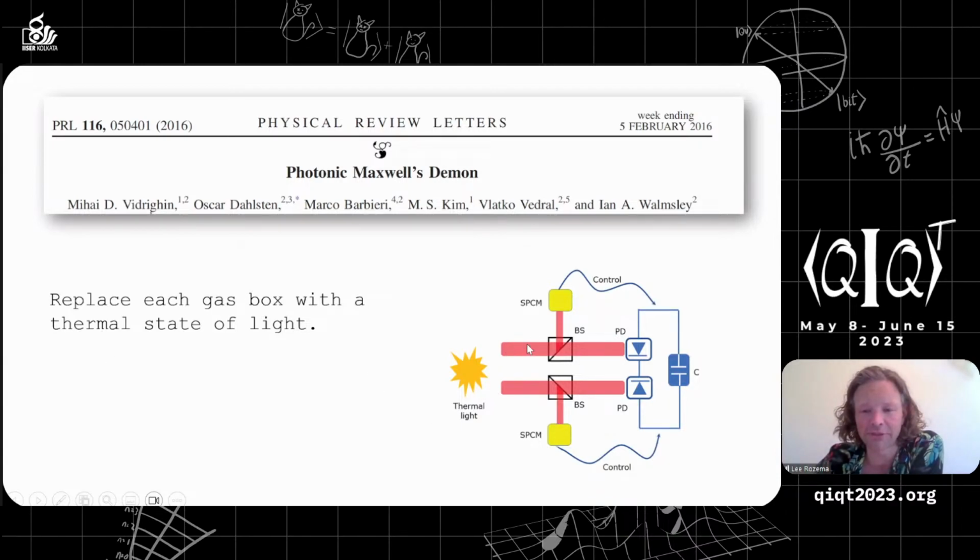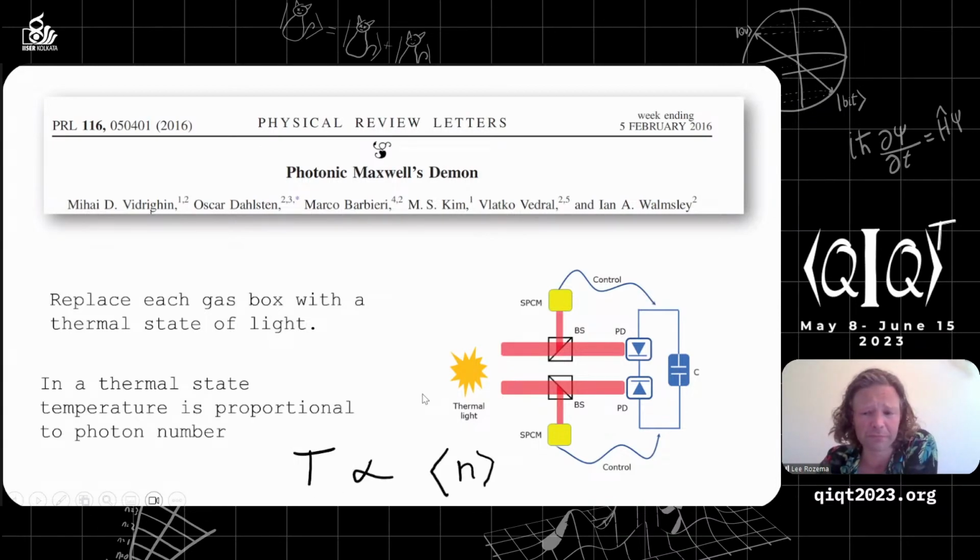In this case, we have one thermal state of light in this mode and one thermal state of light in this mode. And in a thermal state of light, I just want to remind you that the temperature of that thermal state is proportional to the photon number. So the more photons in the mode, the hotter the temperature.